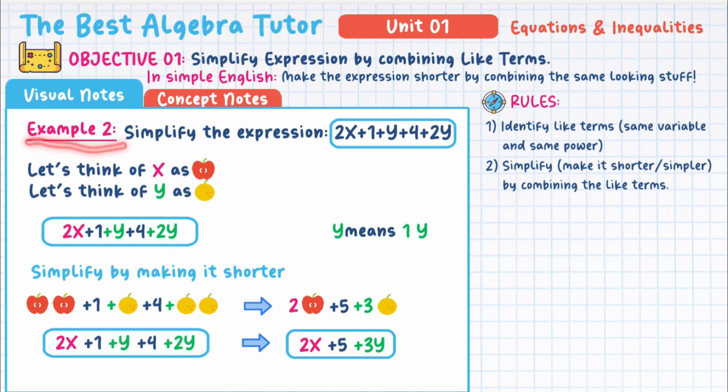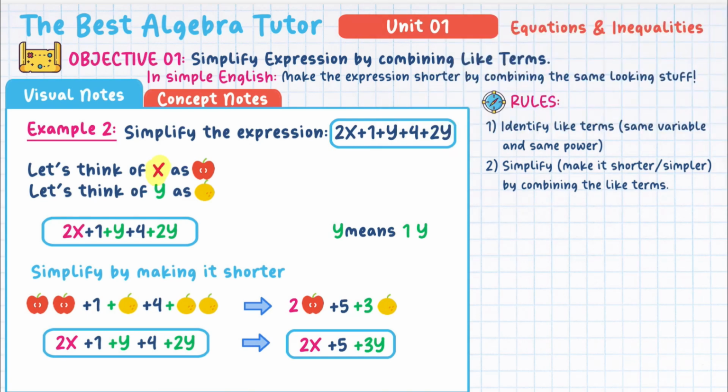Okay, we're going to do example 2. So this time the expression is a little bit longer, but again, it's super easy, so don't worry. What we notice is that we have x and we also have y. So we have two different types of variables. We have two different types of stuff going on. So I'm going to color code it.